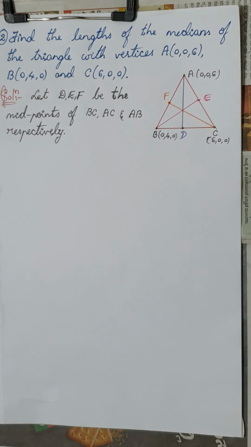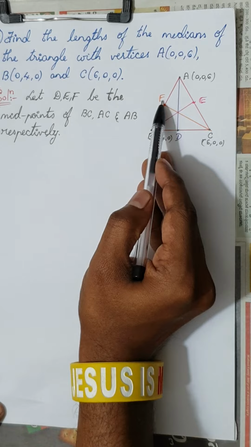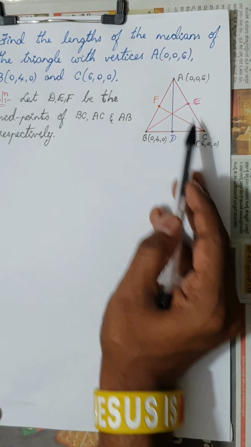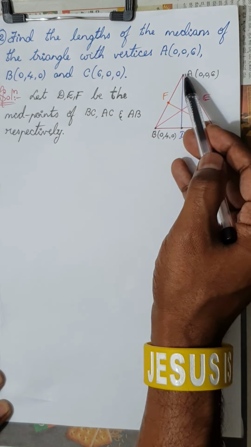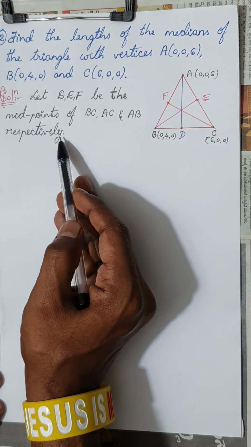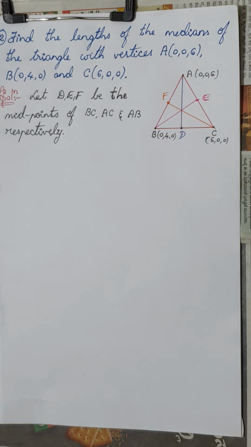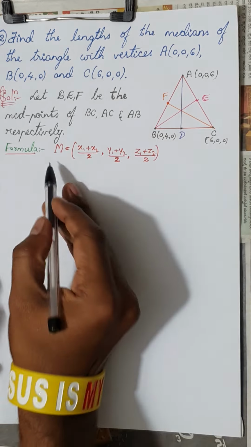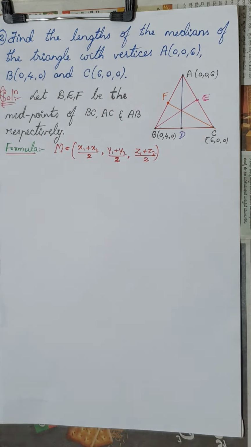Okay, so look at the diagram. What you're going to say: let D, E and F be the midpoints of the sides. Look, D is the midpoint of BC, E is the midpoint of AC and F is the midpoint of AB respectively. Okay, so what is the formula I'm going to use now? First, the midpoint formula. We know the midpoint formula: M is equal to (x1 plus x2) by 2, (y1 plus y2) by 2 and (z1 plus z2) by 2.